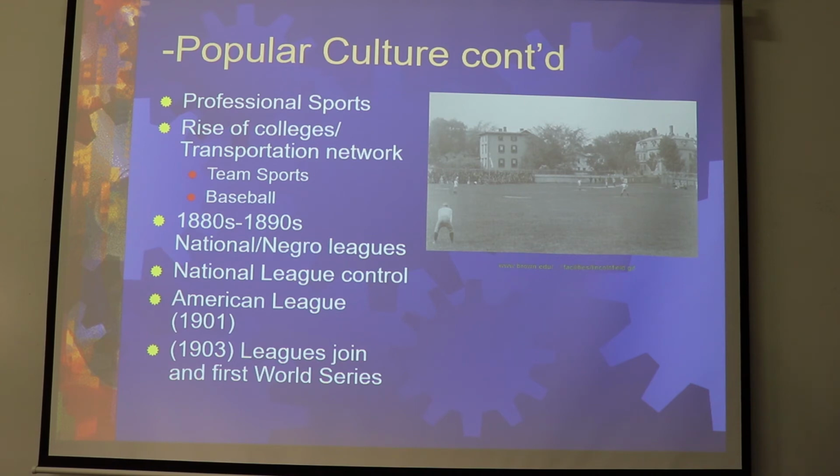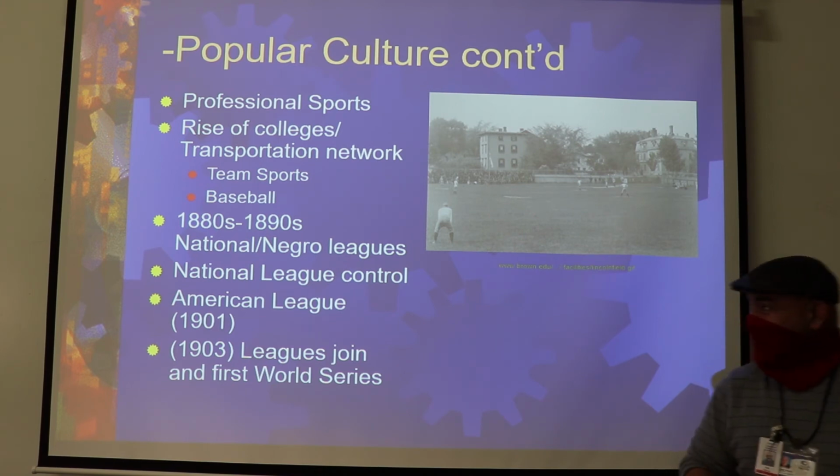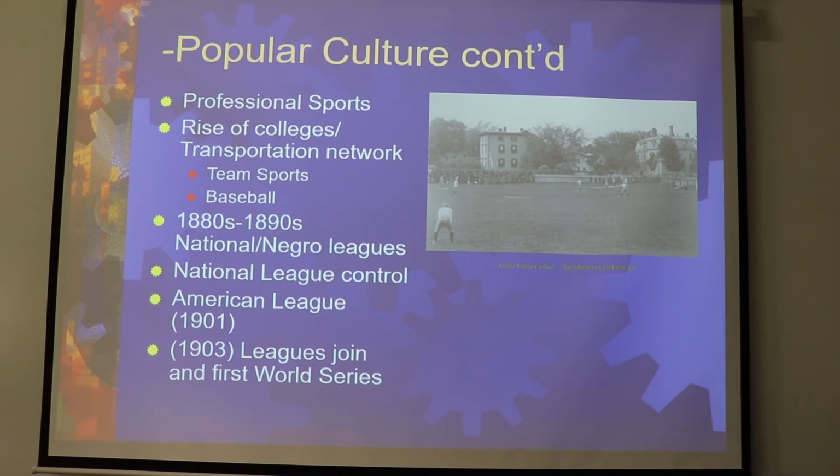As blacks weren't allowed to be in the white leagues, you had the Negro leagues that started about the same time. The National League was the only league in town until the American League came out in 1901. What the National League did was capture all the big cities. The American League went to the smaller markets, but it captured a lot of them. And so the National League couldn't put the American League out of business.